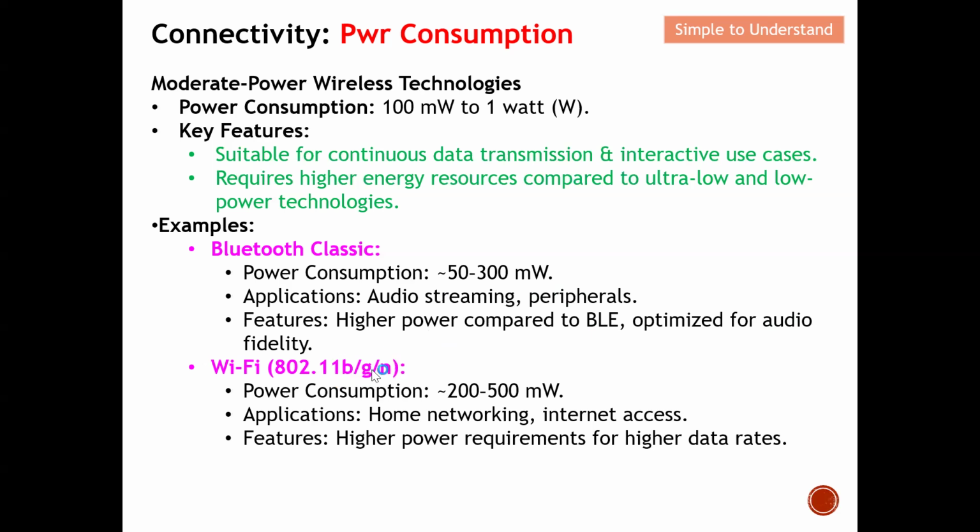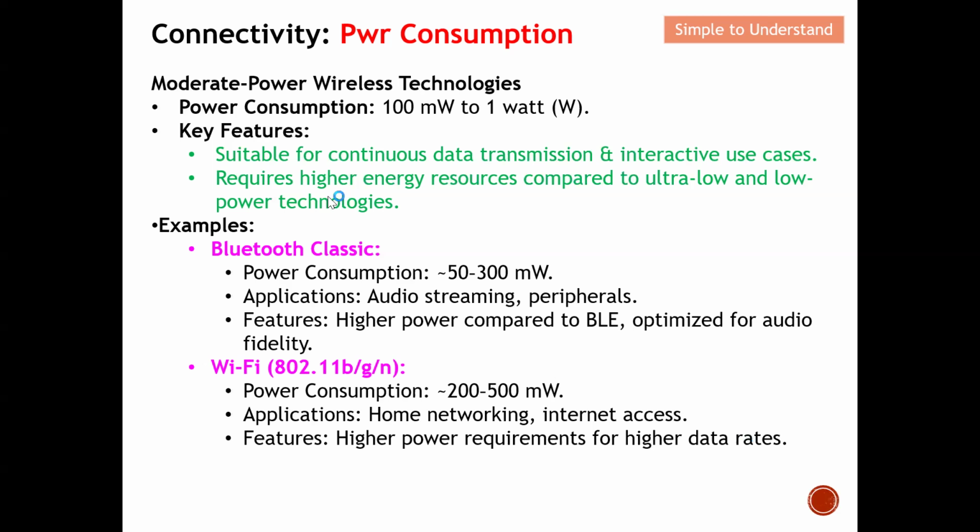Not so long ago, we were still using this kind of standard, 802.11n. But now we move to the Wi-Fi 6 standard. The power consumption is maximum up to 500 milliwatt. Key application: at that time, we served the internet using this Wi-Fi standard, so this is for home networking and also internet access. Key feature: they support higher power requirement for higher data rate. Nowadays, Wi-Fi requires more power to serve higher data rate.